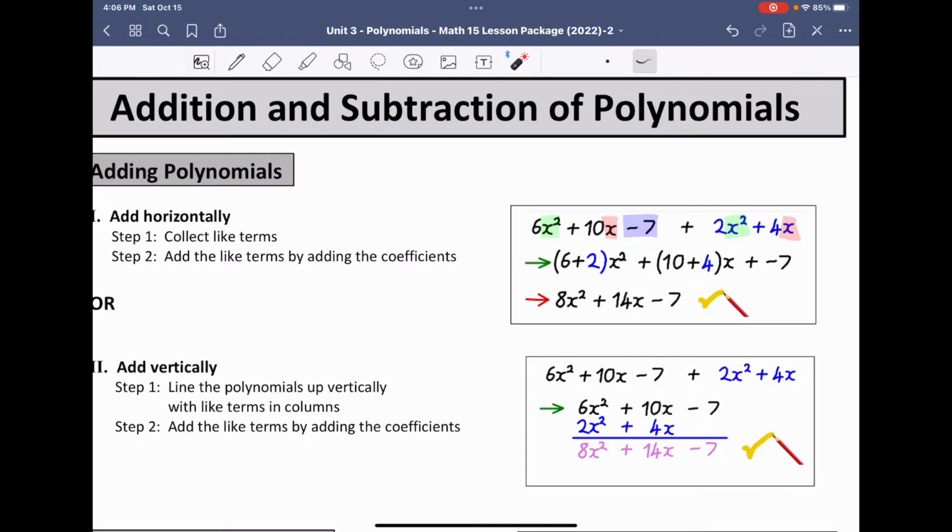So in this first example, if I add horizontally, I'm going to identify the x squared terms, which in this case I have 6x squared and 2x squared. If I add their coefficients, it's 6 plus 2, and that will combine to be 8x squared. I can do the same thing with the x terms. I have a 10x here, a 4x in my second polynomial. If I add those two together, it's 10 plus 4, which gives me a coefficient of 14x. And then finally, I have a constant term here, no constant term in my second polynomial. Therefore, the constant term just becomes that -7.